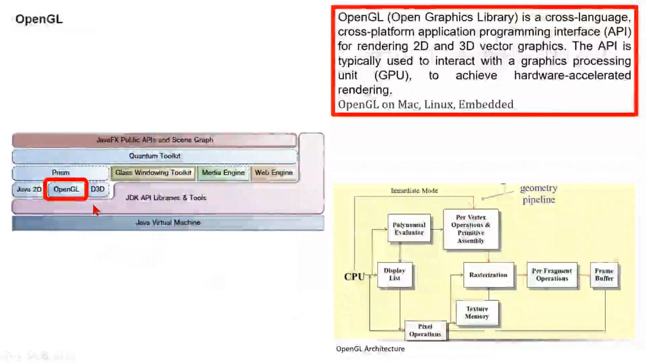OpenGL. Open Graphics Library is a cross-language, cross-platform application programming interface, API, for rendering 2D and 3D vector graphics. The API is typically used to interact with the graphics processing unit, GPU, to achieve hardware accelerated rendering. In JavaFX, OpenGL on Mac, Linux, embedded.